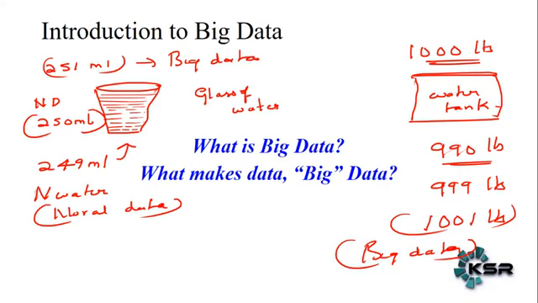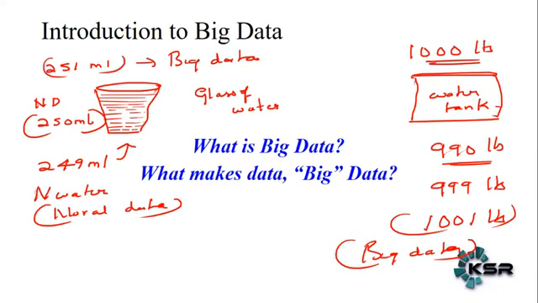If it's able to fit within 250 ml, well and good. It's a small glass of water. 251 ml, it's an overflow. It's big data. Coming to the tank, 1000 liters is my capacity. 999 can still be normal data, whereas 1001 could be big data. And the way I will define big data is something which is exceeding the capacity of your traditional system. That is the one line definition of big data.